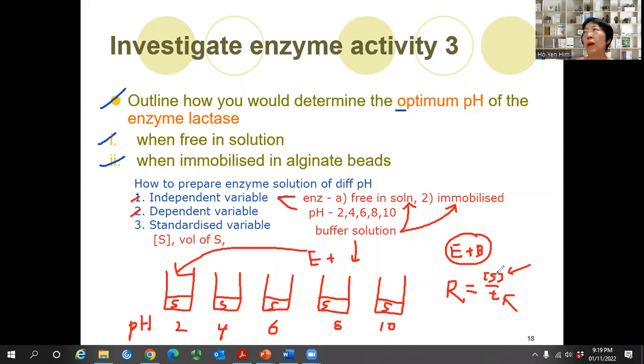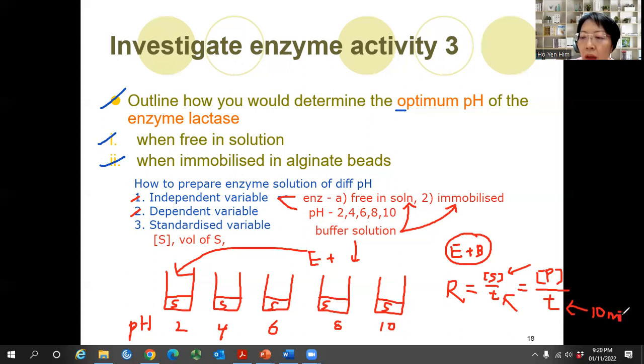So here, we are measuring how much product is formed per unit time. Because you've got 5 different pH, for each of them we fix the time. Let's say we allow the reaction to take place for 10 minutes.